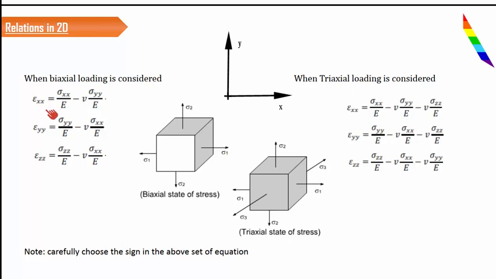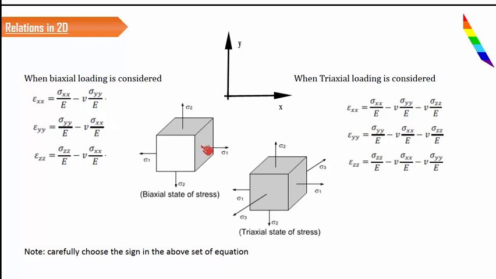Because when the material tries to deform more in the x direction due to the load in the x direction, the load in the y direction will pull it on the other side, and thereby the net effect will not be as much as in the first case. So it was supposed to elongate sigma x by E, but because of the load in the y direction, some reduction in the length has happened, and that is mu into sigma y by E. It's a very simple concept. Take some time, try to imagine and try to learn.